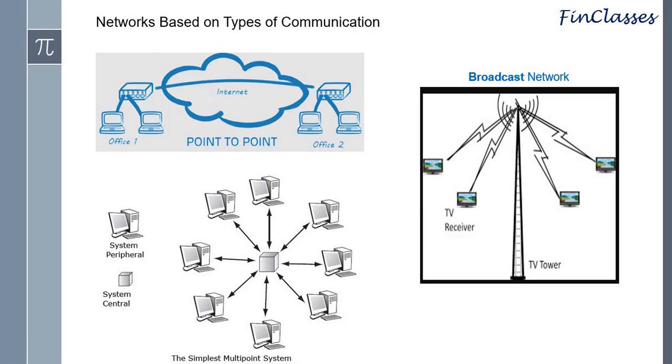In broadcast networks, there is a single sender that numerous parties can hear. The best example is the FM radio that you use in your cars. A single sender, the radio station, is sending the information, and numerous people are listening to it. Or it is a simple DTH or TV, where from the TV tower or direct to home, the signals are sent to different TVs across the globe. This is called a broadcast network.